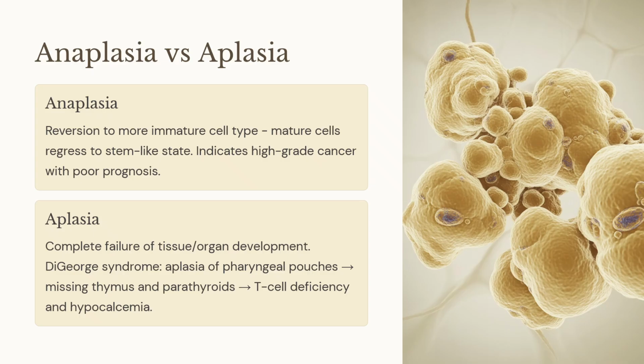That is what anaplasia means. Aplasia means complete failure of the tissue or the organ. In aplasia, the tissue or the organ is not formed at all. So in DiGeorge syndrome, there is aplasia of the pharyngeal pouches. Therefore, there is a missing thymus as well as missing parathyroids, because there is aplasia of the third and the fourth pharyngeal pouches, which form the superior and the inferior parathyroids as well as the thymus. Since parathyroids are not there, it presents with hypocalcemia. Thymus is absent, so it presents with T cell deficiency.